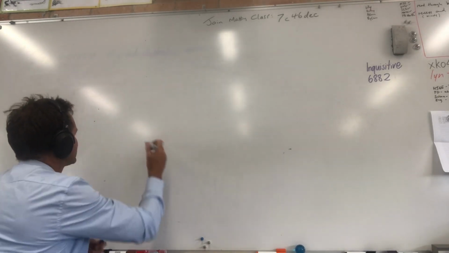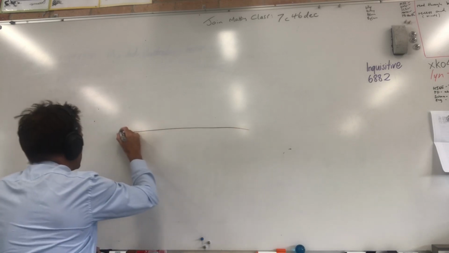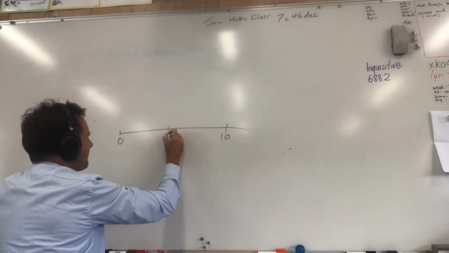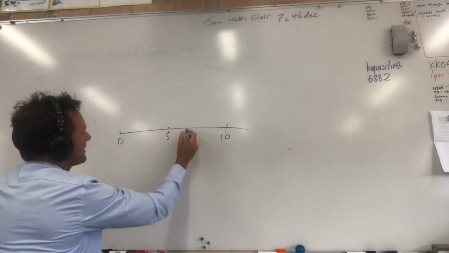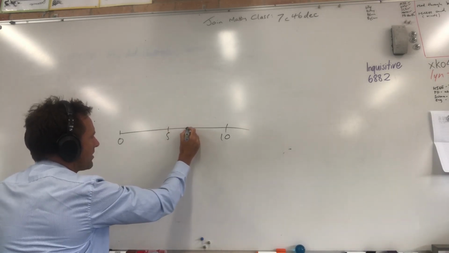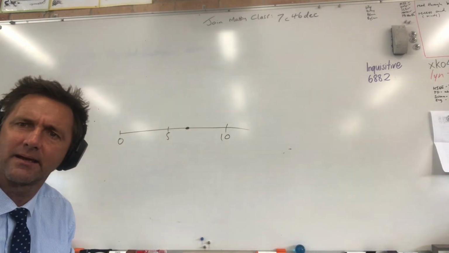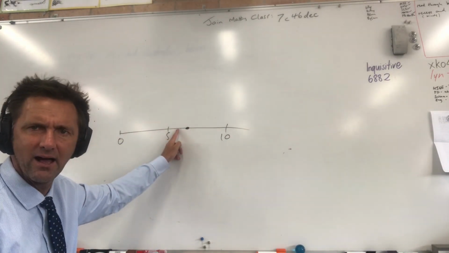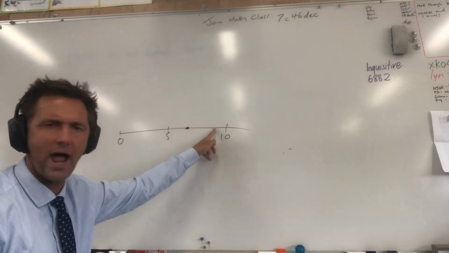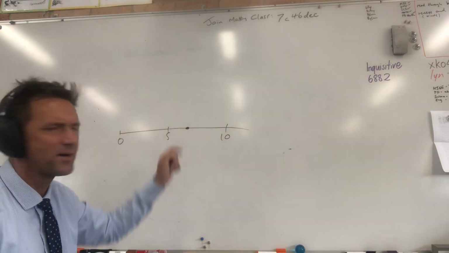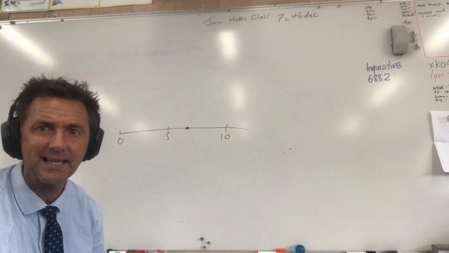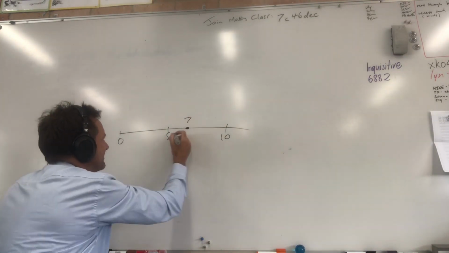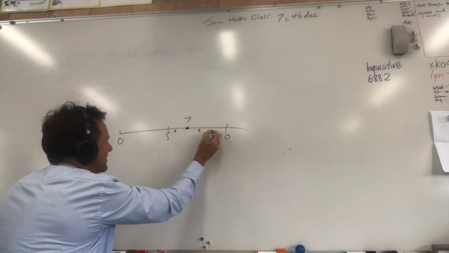What about if we've got these numbers here? Look, we've got 0, and then we've got 10, and we're going to have 5 here. What about if I put a dot there? What do you think that would be? 6 is probably there, 8, 9 would go there. This number is most likely going to be 7, because 6 would go there, 8, 9, 10.